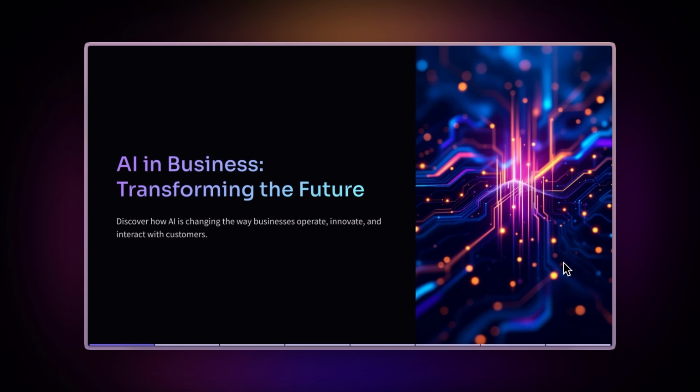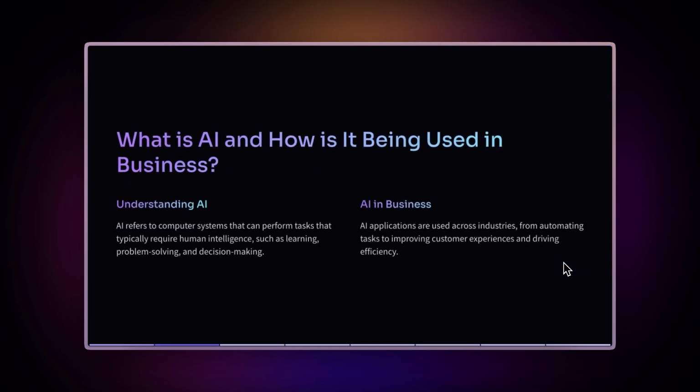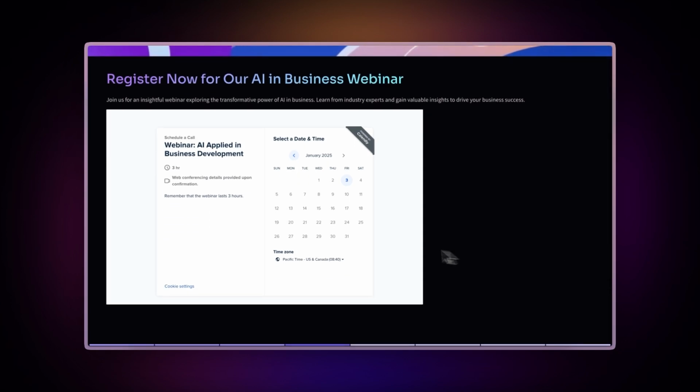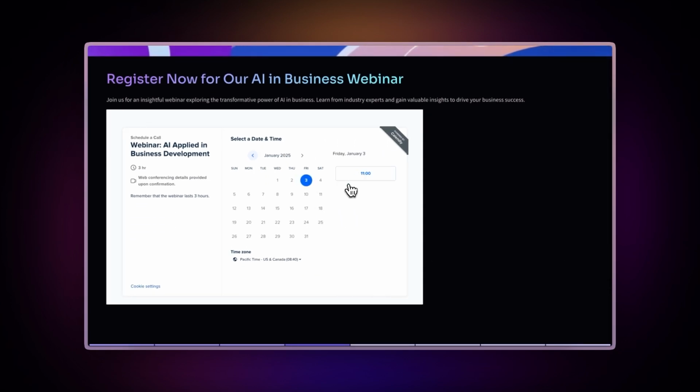For event organizers, streamline webinar registration by embedding group event scheduling right into your promotional materials. Attendees can access all the event information and secure their spot through a single professional interface. Let's learn more about it.